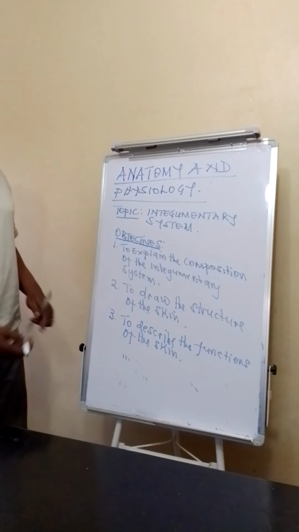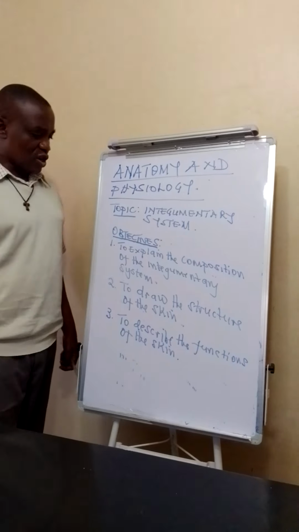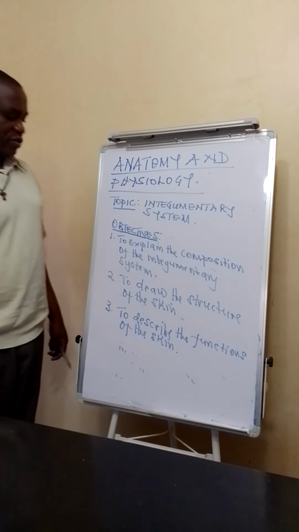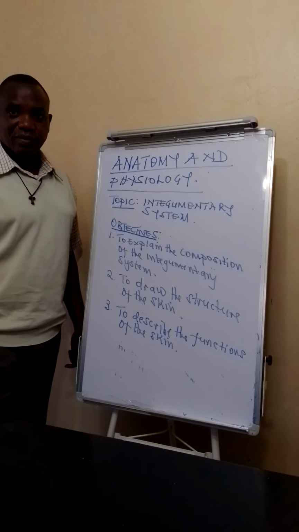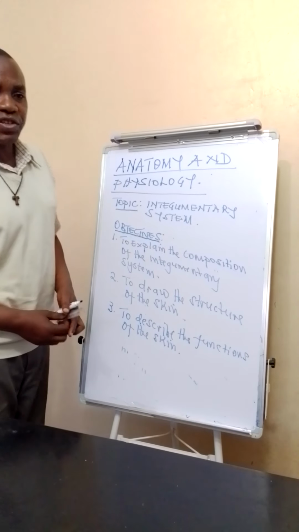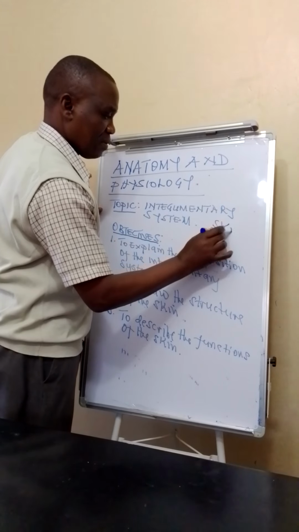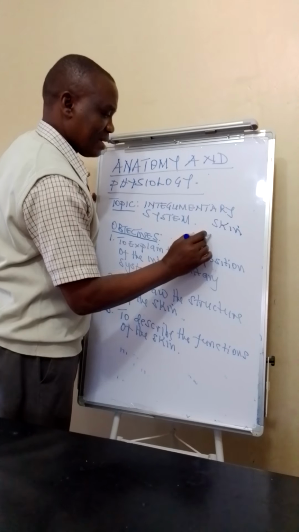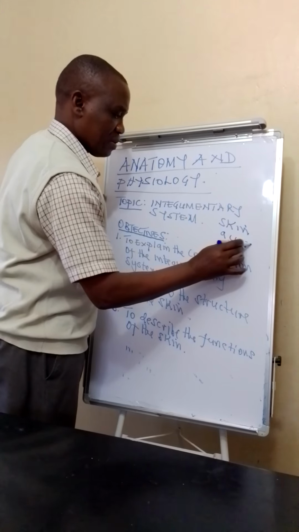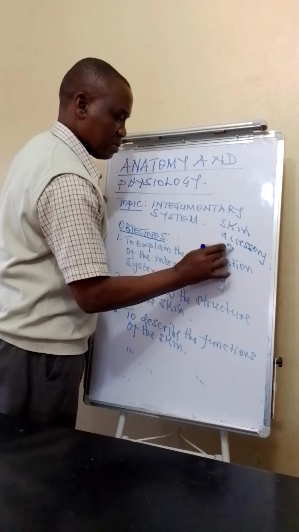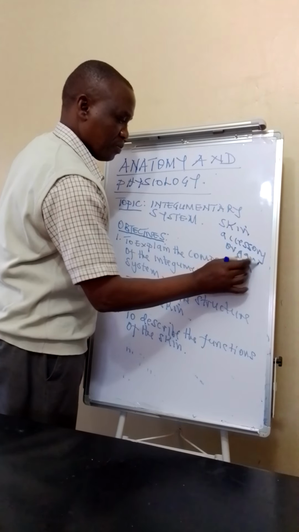Now, first of all, let us look at the first objective, to explain the composition of the integumentary system. The integumentary system is a system that is made up of the skin and its accessory organs. So it is made up of the skin and the accessory organs. So that is the integumentary system.